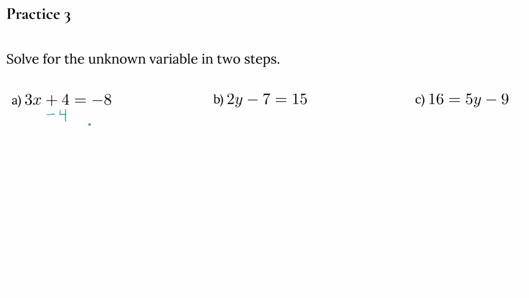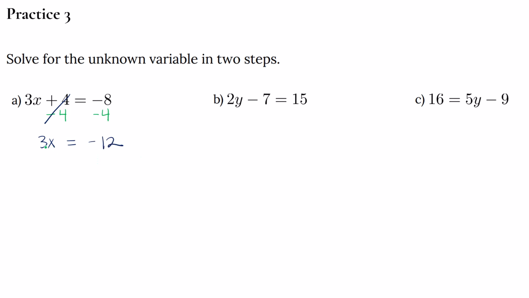have to subtract 4. And just like the other questions, whatever we do to the left side, we also have to do to the right side. So what we're left with on the left side is the 3x. 4 take away 4 becomes 0, and that equals -8 take away 4 is -12.